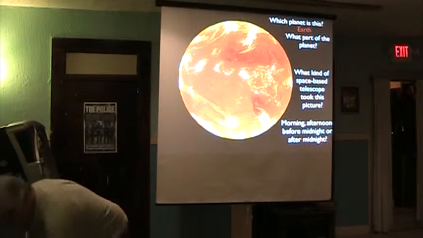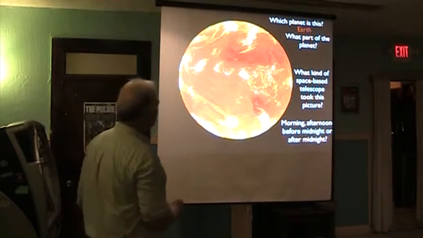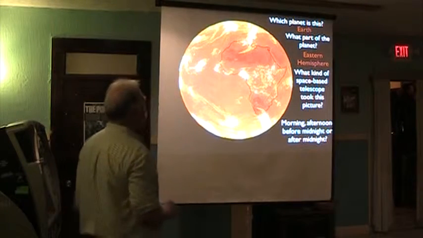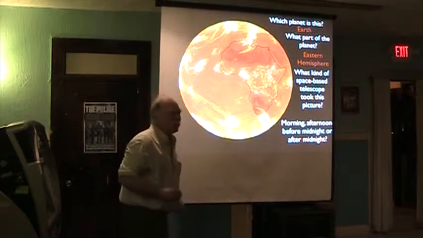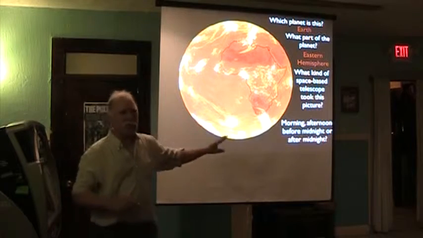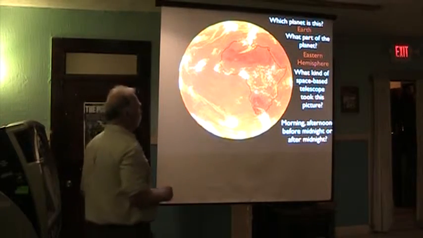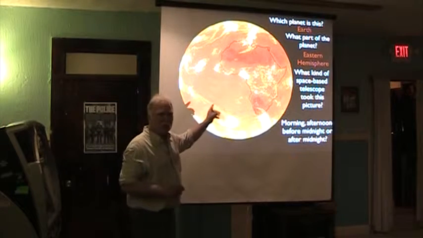East or west? Which part of the spectrum is this? I'll give you a clue. East. Okay, Eastern Hemisphere. That's Africa. What kind of space-based telescope took this picture? This is an actual photograph. Infrared? Infrared. Okay. Absolutely. Good one, Steve.